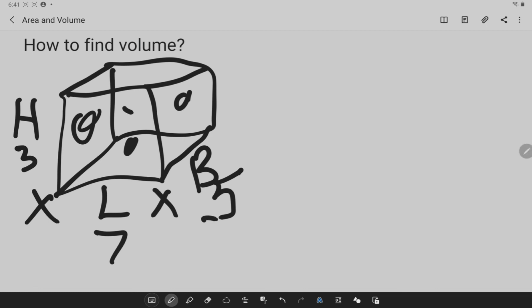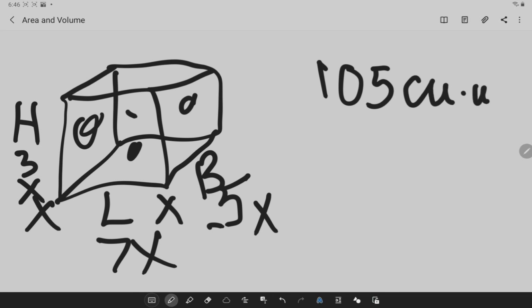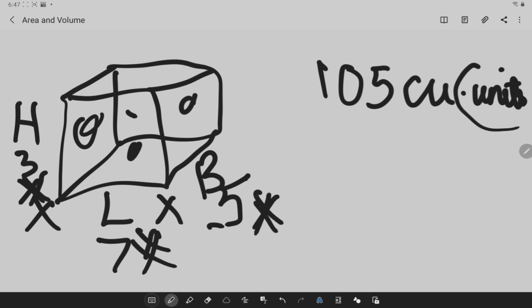So 5 into 7 is 35, and then 35 into 3 is equal to 105 cubic units. And again, I did not write any units over here, so I won't give any units. Instead, I just write cubic units.